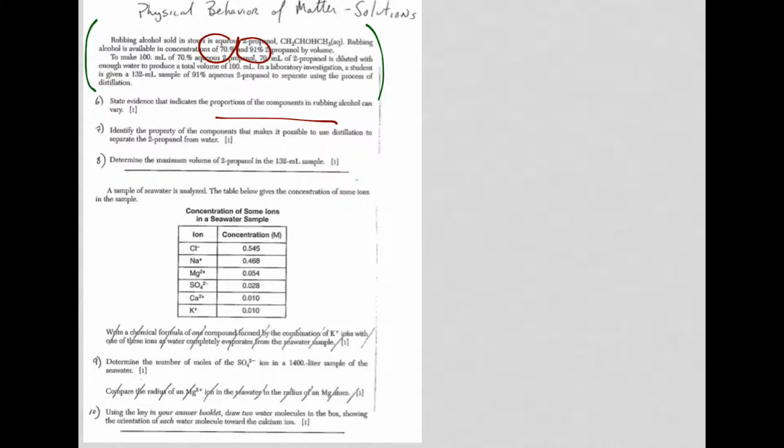All right, let's move on to question 7. Identify the property of components that makes it possible to use distillation to separate 2-propanol from water. Well, 2-propanol is an alcohol, and it's, of course, a liquid at room temperature. As it says up in the reading passage, it's sold in stores, right? You buy it in a bottle. Water, of course, is a liquid. Distillation, you're going to separate by boiling points.